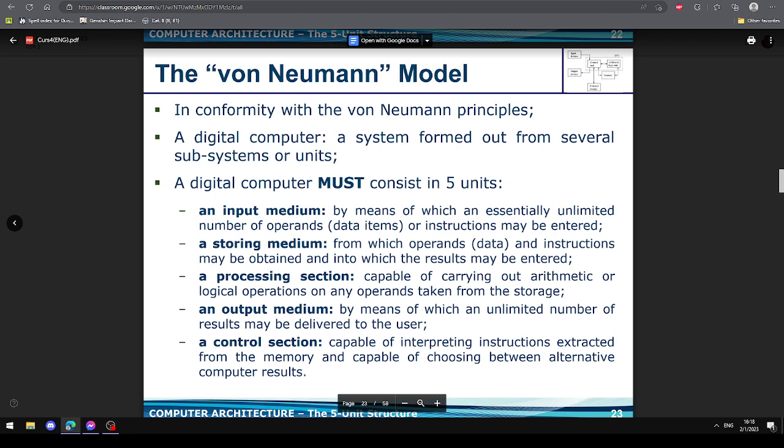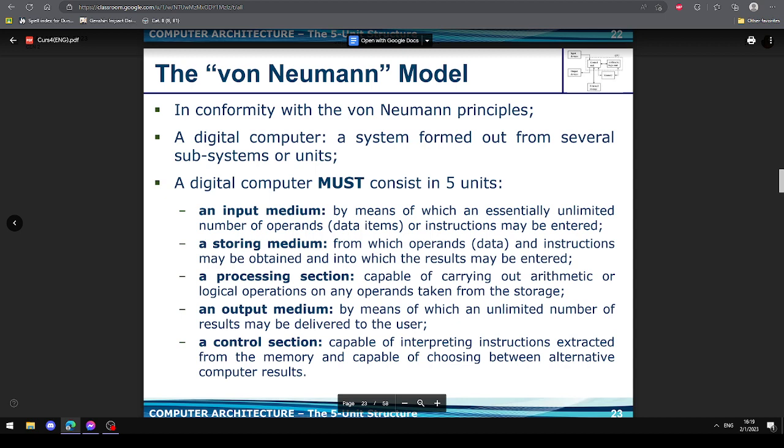An input medium, by means of which an essentially unlimited number of operations, data items, or instructions may be entered. A storing medium, from which operands, data, and instructions may be obtained and into which the results may be entered. A processing section, capable of carrying out arithmetic or logical operations on any operands taken from the storage.